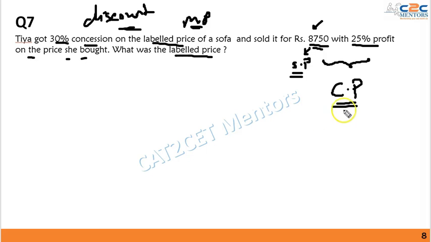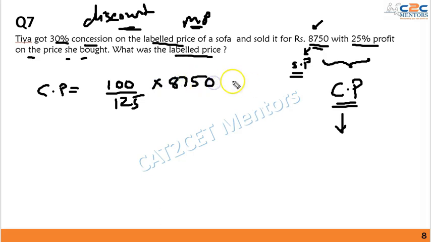Now as we know that the discount is given on the mark price, let us solve. The cost price is equal to 100 by 125, using the formula which we have discussed earlier, times 8750. This is equal to 7000. So this is my cost price.